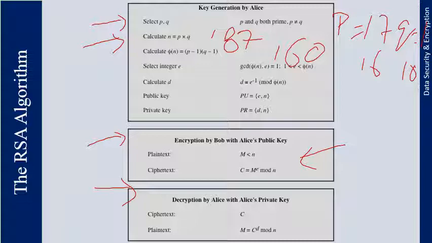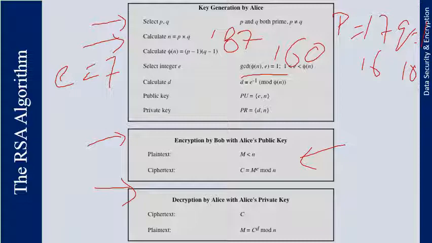The next step states to select an encryption key E such that E is relatively prime to the totient of n, that is 160, and it should be less than 160. We can choose any number for E. In this example, we can choose E is equal to 7. Both conditions are met: it is less than the totient function and it is relatively prime to the totient of n.